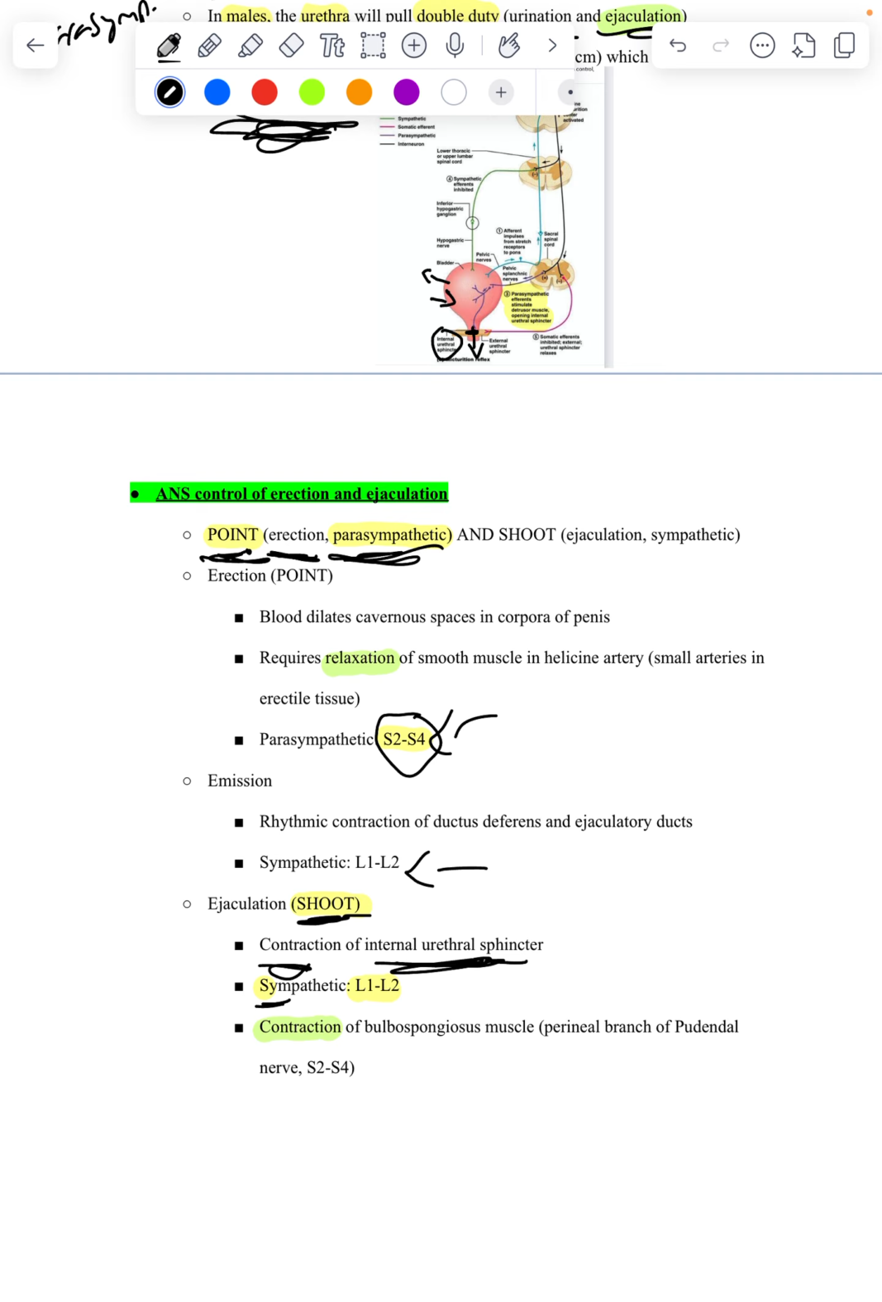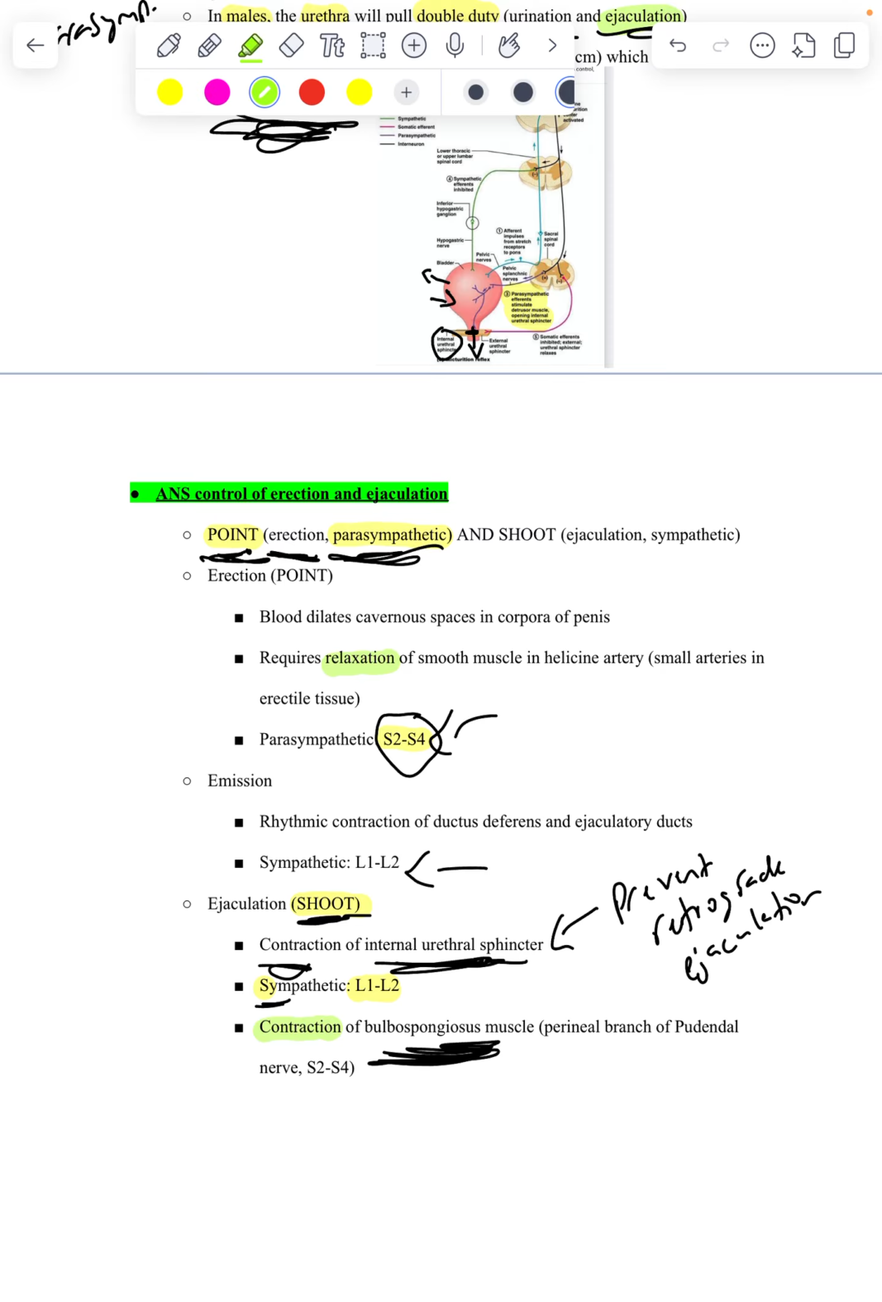So P, point, parasympathetic. S, shoot, sympathetic. And then the actual muscle that's contracted is your bulbospongiosus during ejaculation. So you contract your internal urethral sphincter. The reason for this is you want to prevent retrograde ejaculation. So that's important. You don't want it to go back up. You want it to go out. Obviously, if there's damage to this process, to these nerves, then you will have retrograde ejaculation.